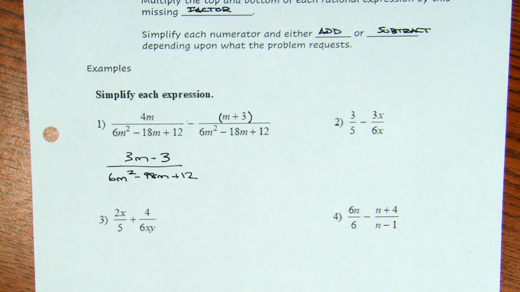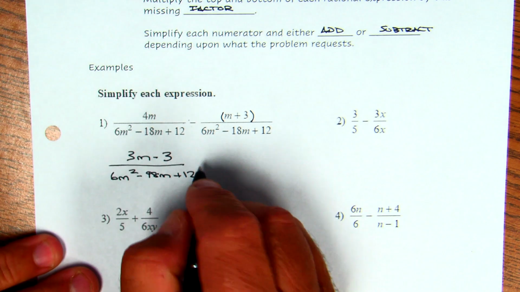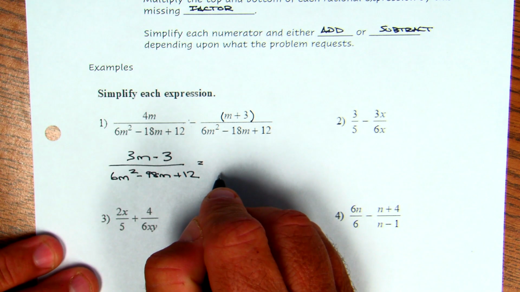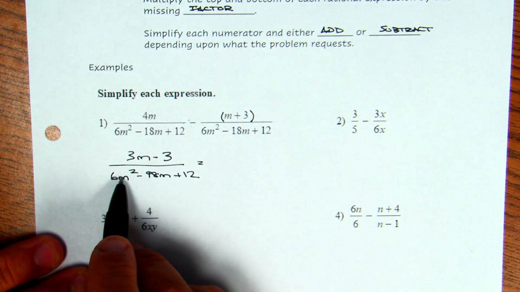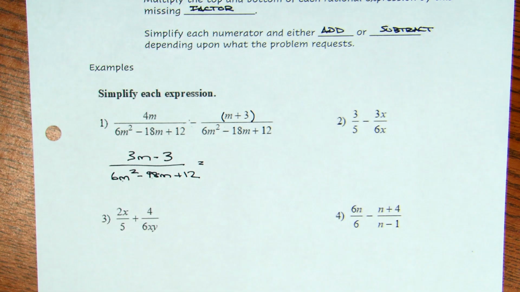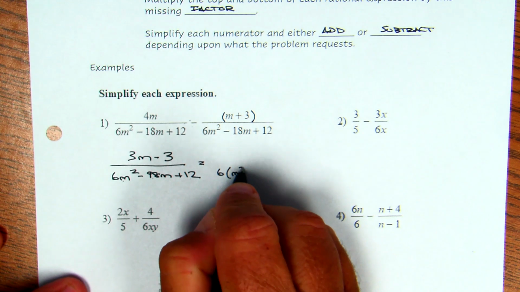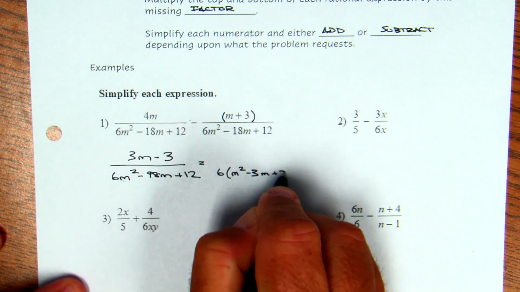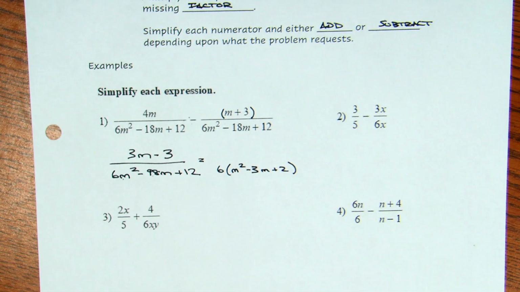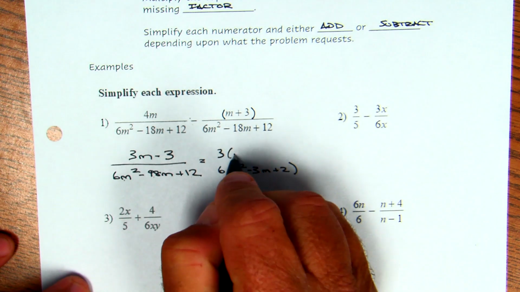All right. Seem good? All right, look at my denominator. Is everything even? Yes, so what can I pull out? A 2. What goes into a 6, 18, and 12? 2 does, but 3 also does, which means 6. So that becomes 6 times m squared minus 3m plus 2. And then what goes obviously into both 3 and 3? 3. And I got m minus 1.